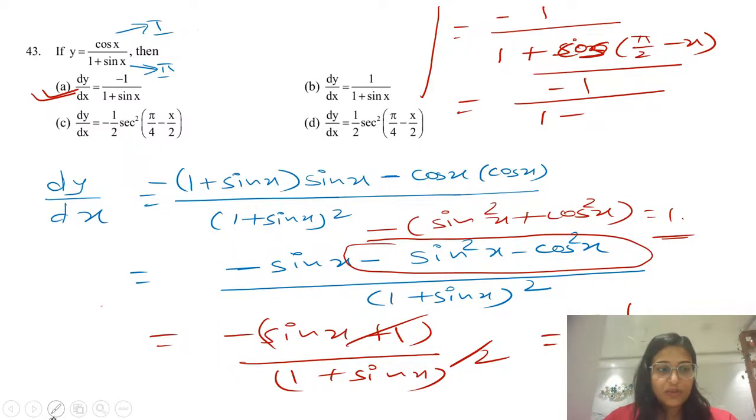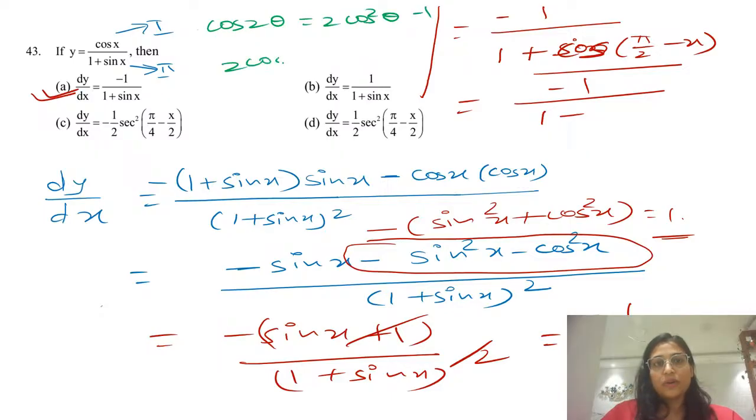What is the formula? Let me know, write in the chat. So the formula is, what is cos 2 theta? It's 2 cos square theta minus 1. All right. From here, 2 cos square theta is nothing but 1 plus cos 2 theta. So if I just consider this as cos 2 theta, it will be what?